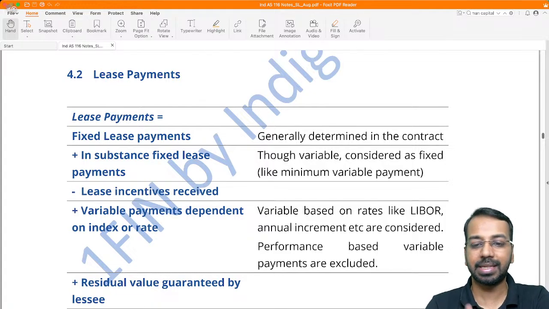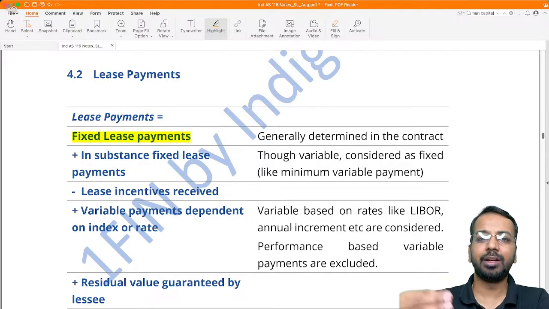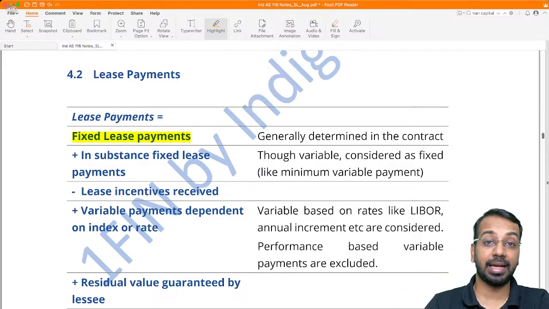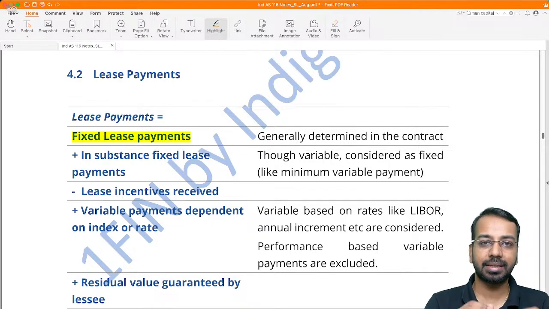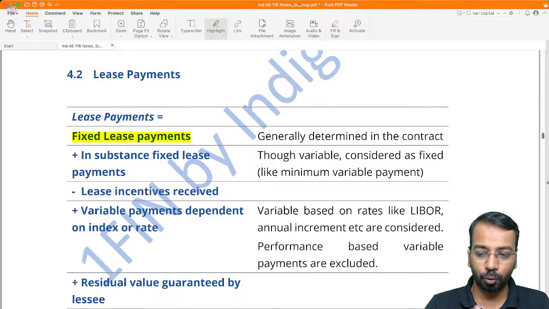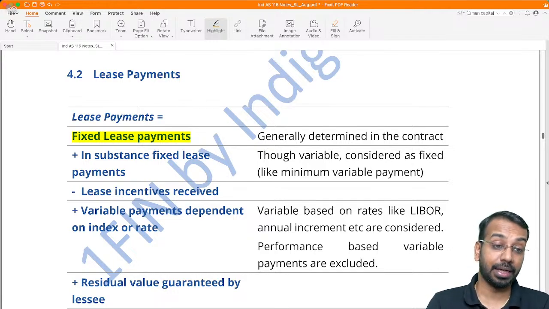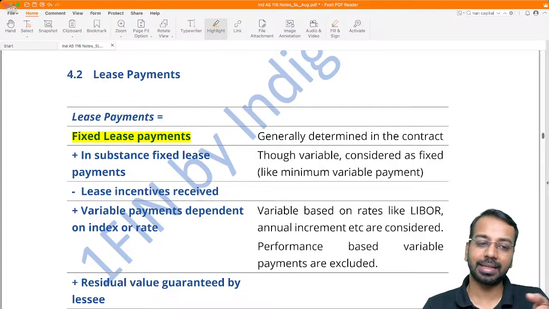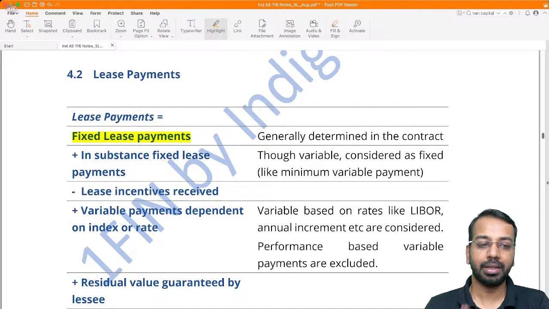Now, whenever we say lease payment, one thing that is very simple and straightforward is the fixed lease payment. That is, I will pay 10,000 rupees per year as rent. I will pay 50,000 rupees per month as rent. Whatever is the fixed amount given, and this will be given to you in the question, that will be included in the lease payment. Now, sir, who has to make this lease payment? We are talking from the point of view of the lessee. So, lessee will make these lease payments. So, fixed lease payments given in the contract will be included.